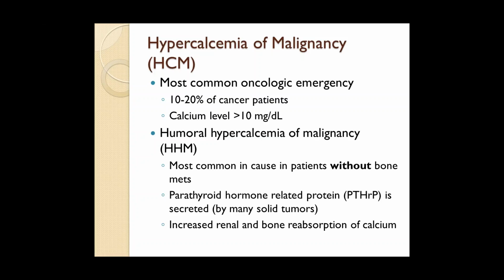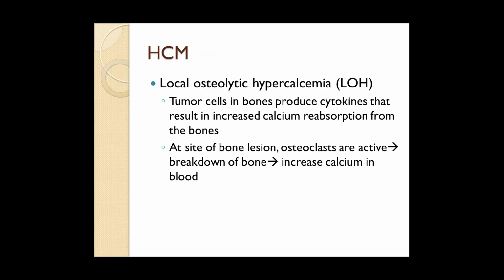In humoral hypercalcemia of malignancy, parathyroid hormone-related protein, or PTHrP, is secreted, oftentimes by solid tumors. This results in increased renal and bone resorption of calcium and elevated calcium levels in the blood.